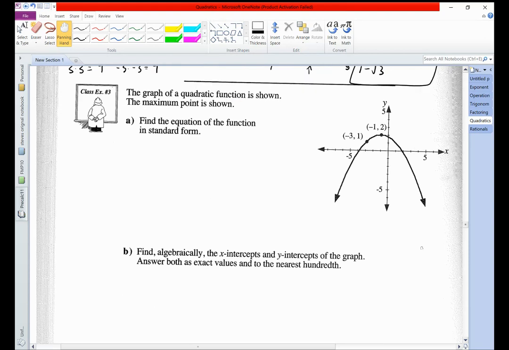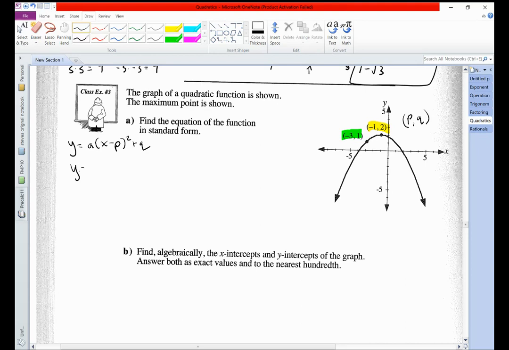So we have a parabola here, and it says find the equation of the function in standard form. They give us a vertex here, (-1, 2), and they give us the xy point (-3, 1). So we can start our equation. We know it's going to be y = a(x - p)^2 + q, and the p and the q are going to be our vertex.